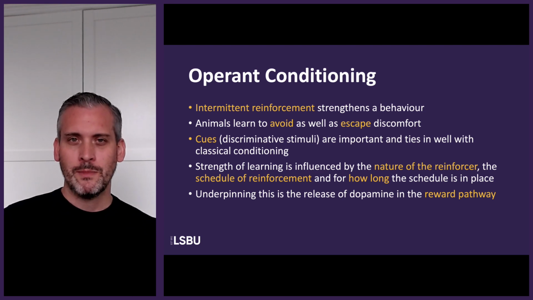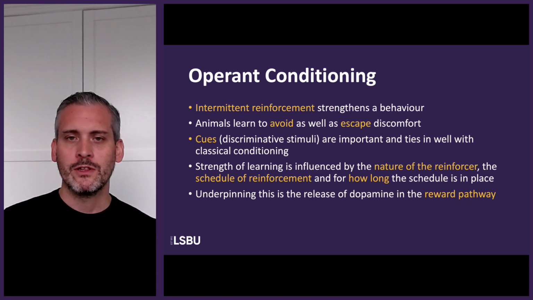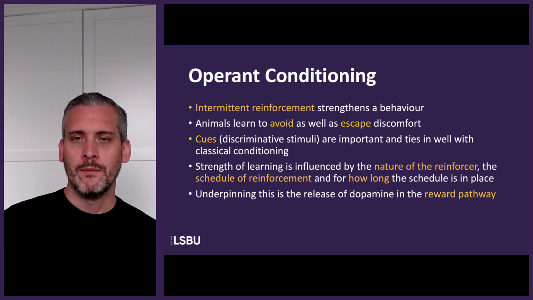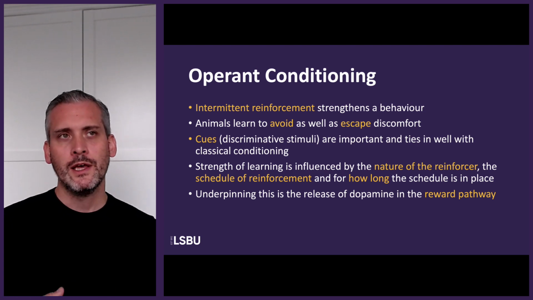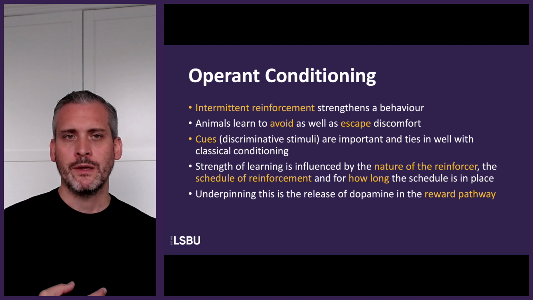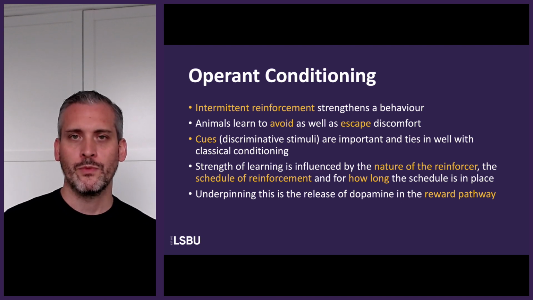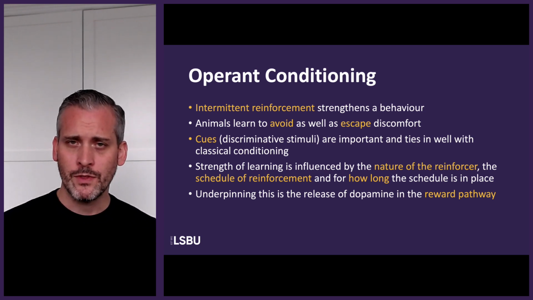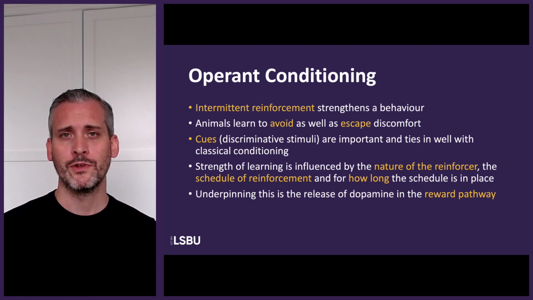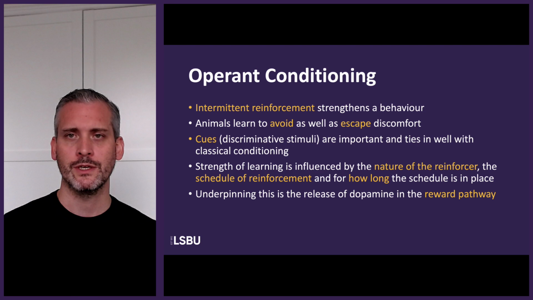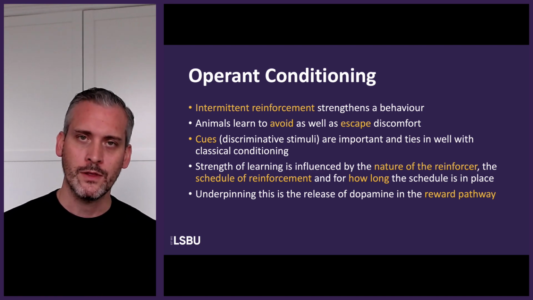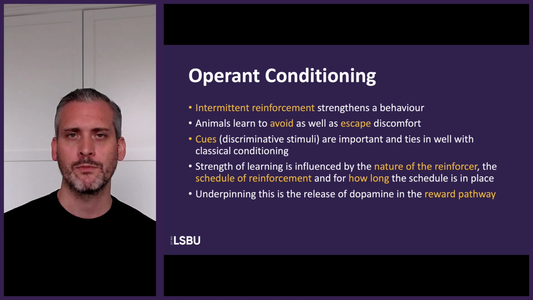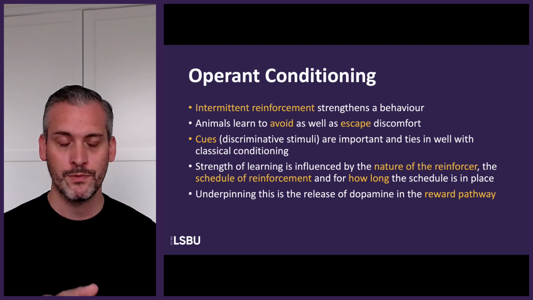Cues, and we'll come on to this in a bit more detail shortly, or discriminative stimuli, are really important because in addition to learning and our behaviour being shaped by the consequences that we come to expect from what we do, which is the idea of operant conditioning, the context in which we learn is important as well. We learn that in different situations, certain reinforcements or punishments may be more or less likely. So the context in which learning takes place is also really important, and I'll say more on that in just a moment.